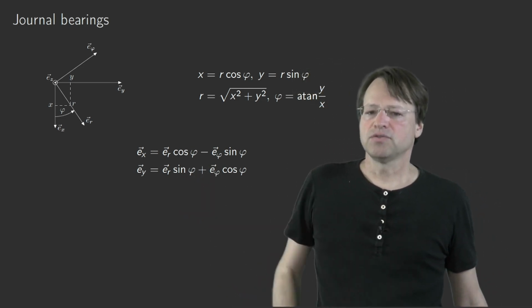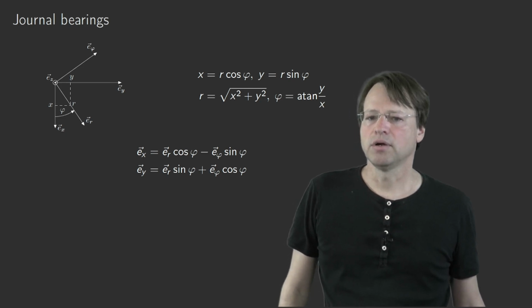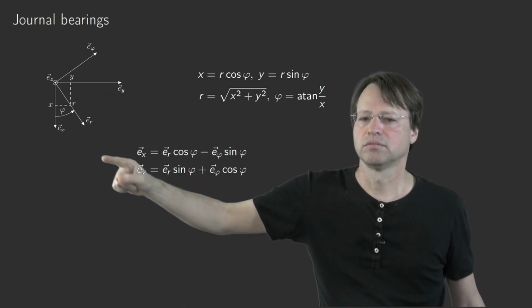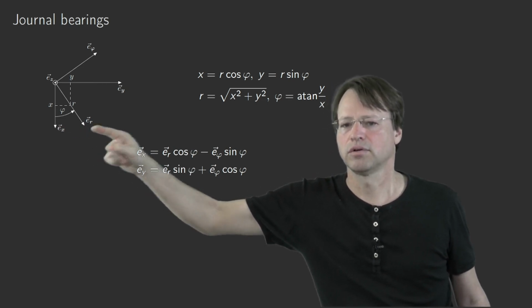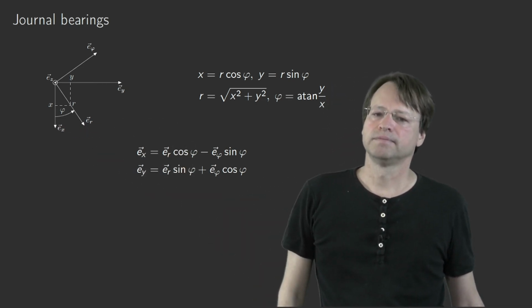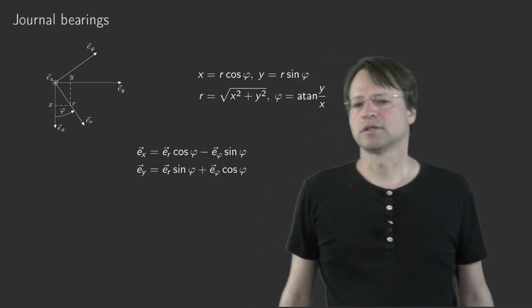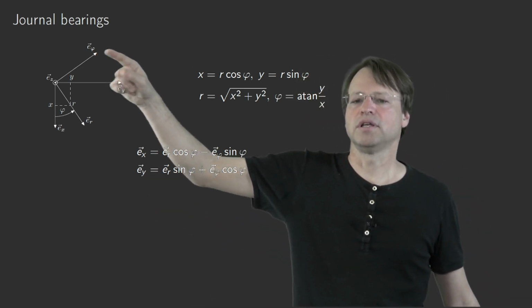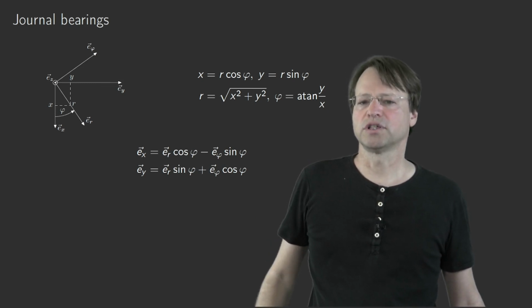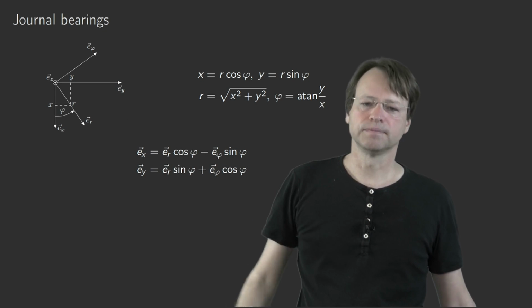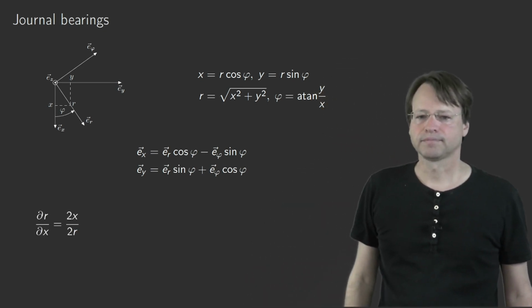For the second equation, for e sub y, we also start with e sub r, and we have to take the sine here, the contribution of sine phi times e_r in e_y direction, and from the second vector e phi in circumferential direction, we get the cosine projection. Okay.